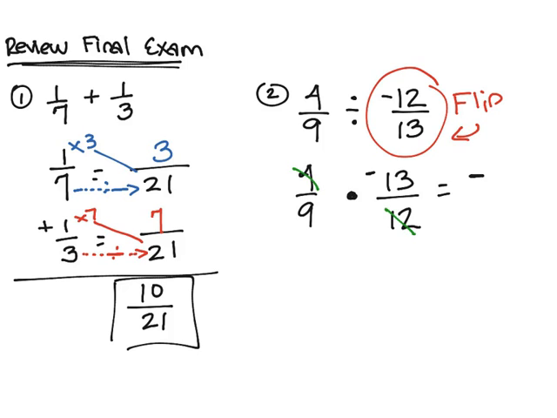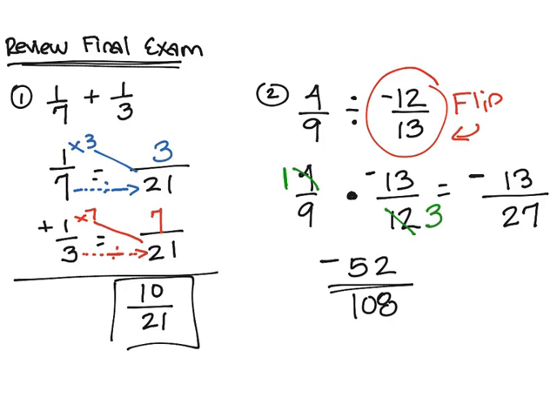You could say 4 goes into 12 3 times, and it leaves a 1 there. And so that would give us a negative 13 on top, and 9 times 3 is what? 27 on the bottom. Now you could multiply 4 times negative 13 straight out, and that would give you a negative what? 52. Over 9 times 12 is what? 108. And then you would have to reduce that.